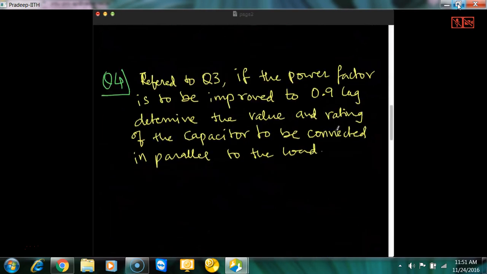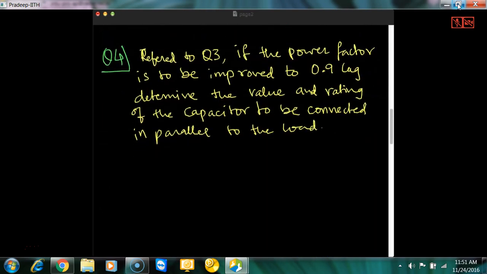So question 4. Already I have referred to question 3. Earlier the power factor was 0.6. Now I want to improve the power factor to 0.9. Determine the value and rating of the capacitor to be connected in parallel to the load. I have to mention the frequency. So frequency is 50 Hertz, so that you can calculate the value of the capacitor. Can you try now? Please try question number 4. I'll give you 2 minutes.